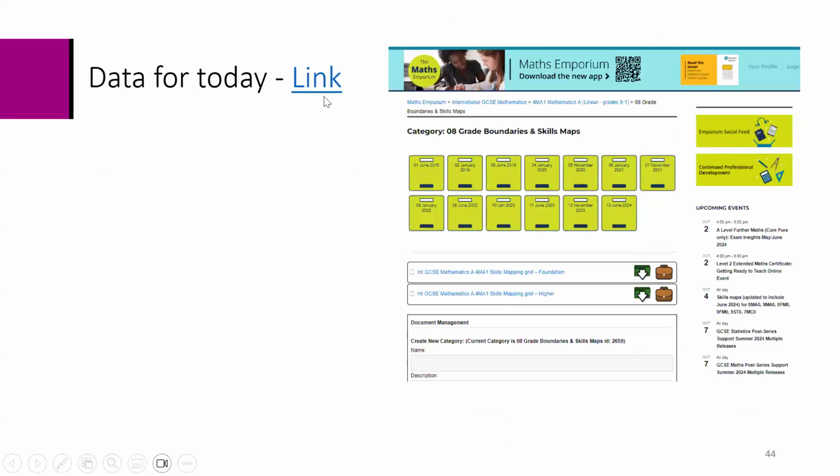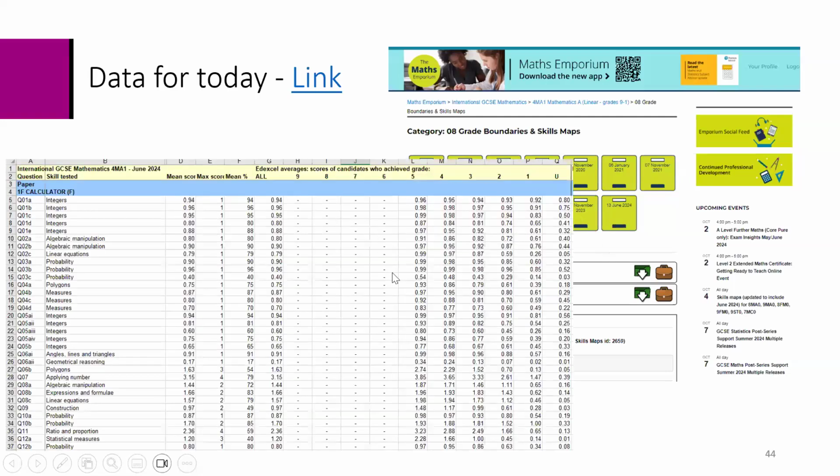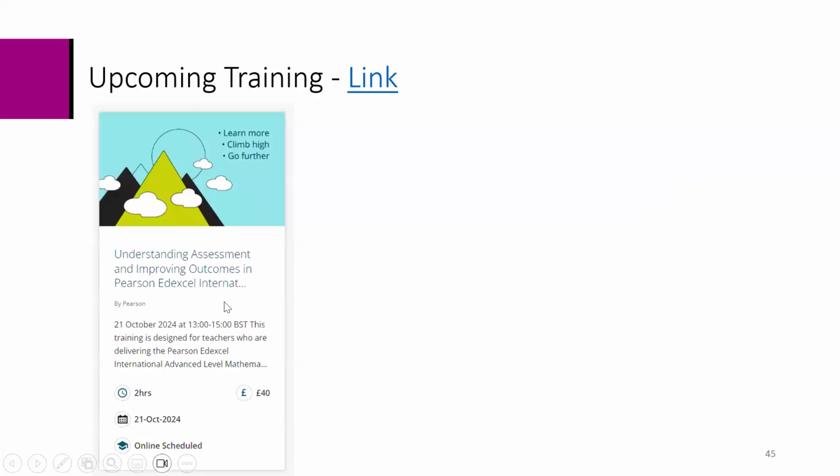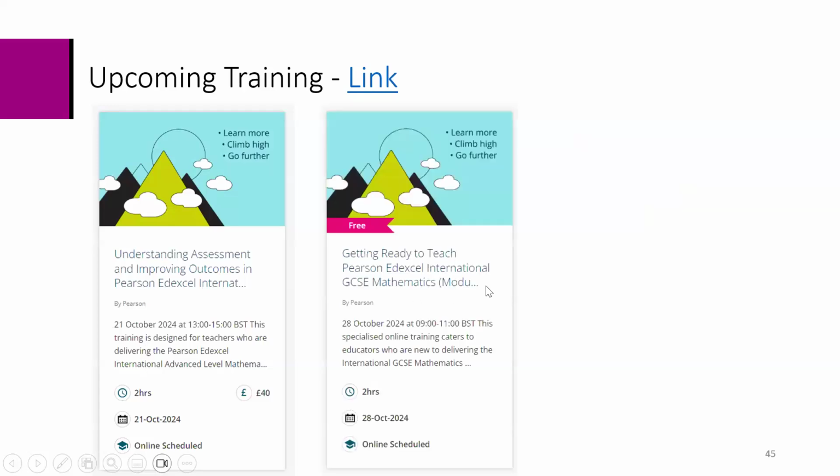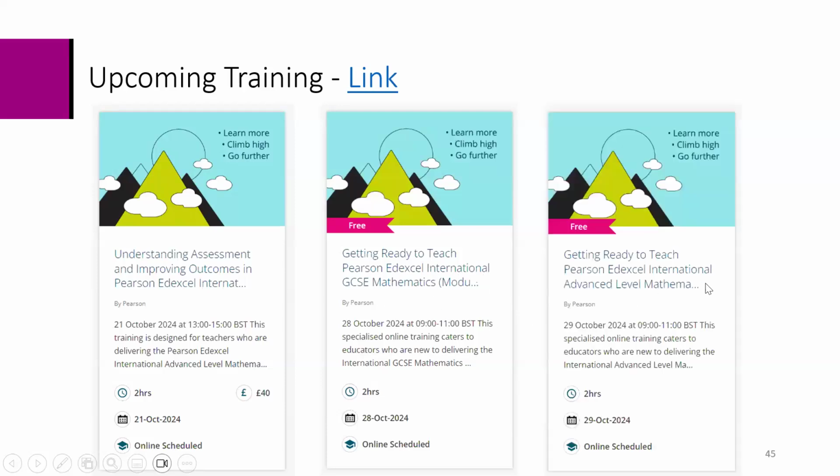Data for today is on the Maths Emporium. So we've got spreadsheets on there with the performance data of the questions, and that's where I built this session from, and the enhanced QLA. And we've also got upcoming training for you in terms of understanding assessment and improving outcomes for international A-level. We've got getting ready to teach the international GCSE modular course coming up, and getting ready to teach the international A-level course.